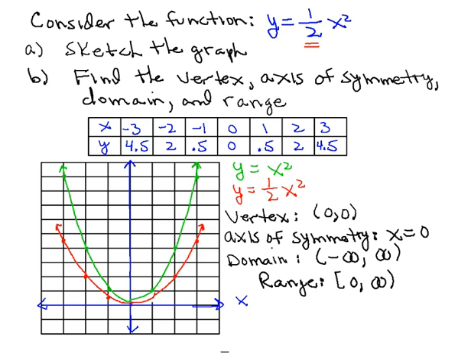So in general, if you multiply the x squared by a constant whose absolute value is less than 1 but greater than 0, what that will do is compress the graph of y equals x squared by a factor of whatever the constant is equal to.